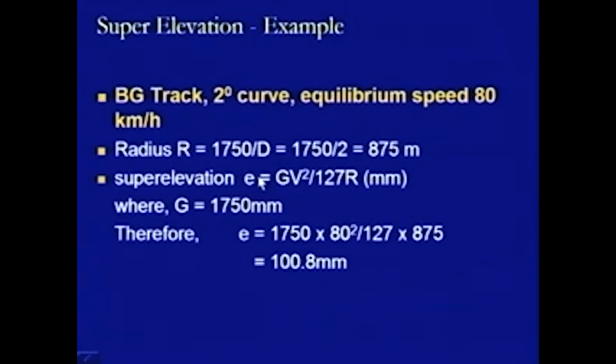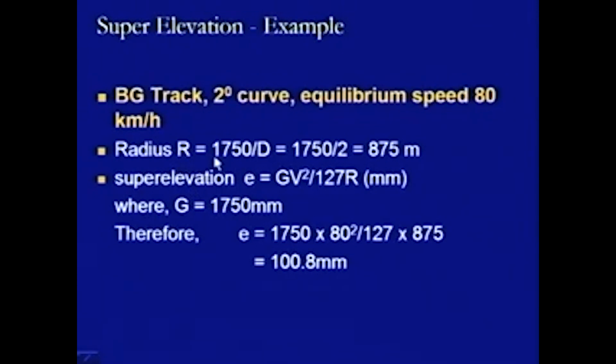We will just look at an example here. There is a broad gauge track which is provided with a 2-degree curve, and the equilibrium speed is defined as 80 kilometers per hour. For this, we have to compute the value of super elevation. Now, once we have been given the degree of the curve, then using the relationship between the degree and the radius, we can compute the value of radius.